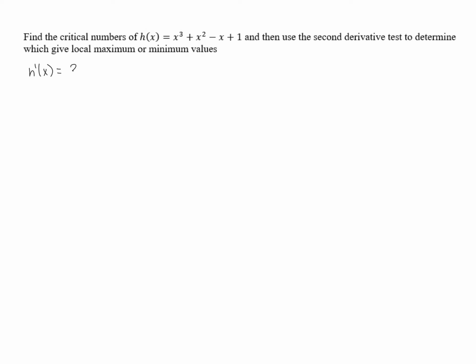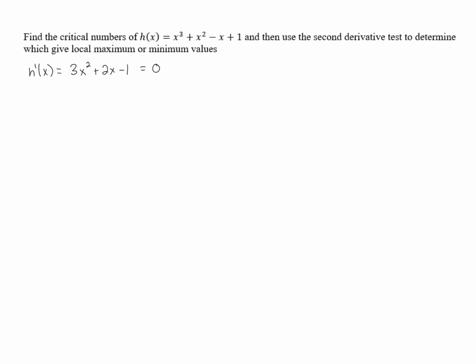That is going to be 3x squared plus 2x minus 1. This is never undefined, so the critical numbers will come from when this is equal to 0. And if we want to try and factor this, there are different ways of doing that. I'm going to use the AC method because that's the method that I end up teaching the most often.